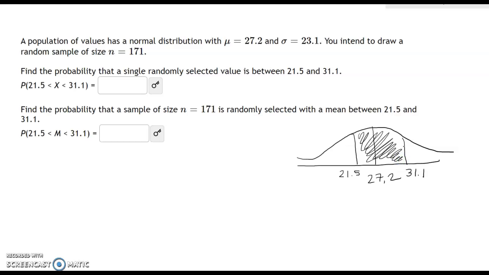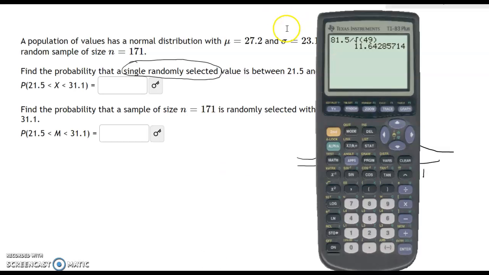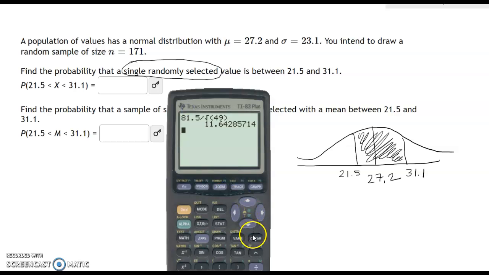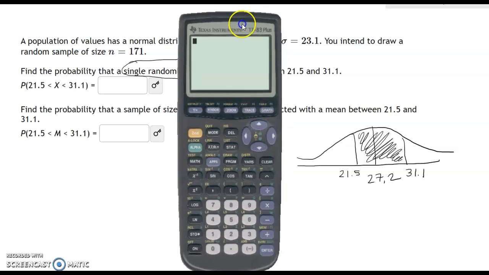Right, and this is for a single randomly selected value. So that's the really important part here. This is what we're looking at, the wording here. We're looking for a single randomly selected. So in that case, we're going to run our calculator with a normal CDF, just like we have in the previous sections. And we will say second bars, which is distributions, normal CDF.